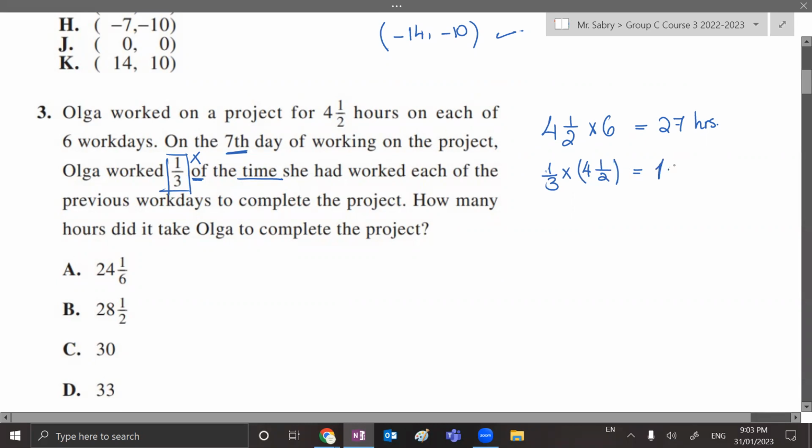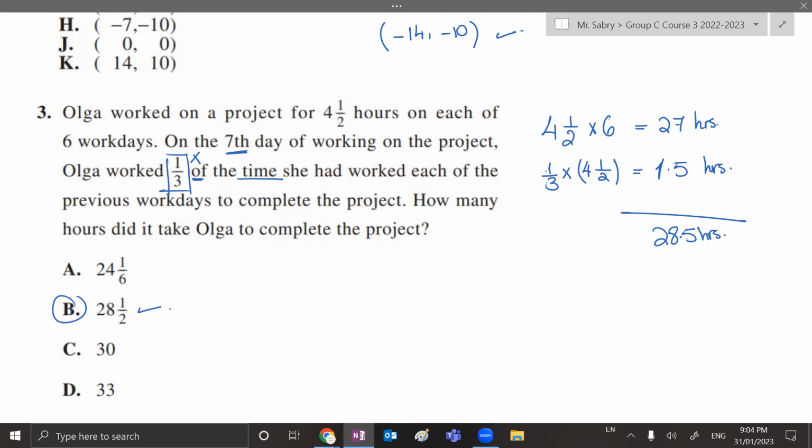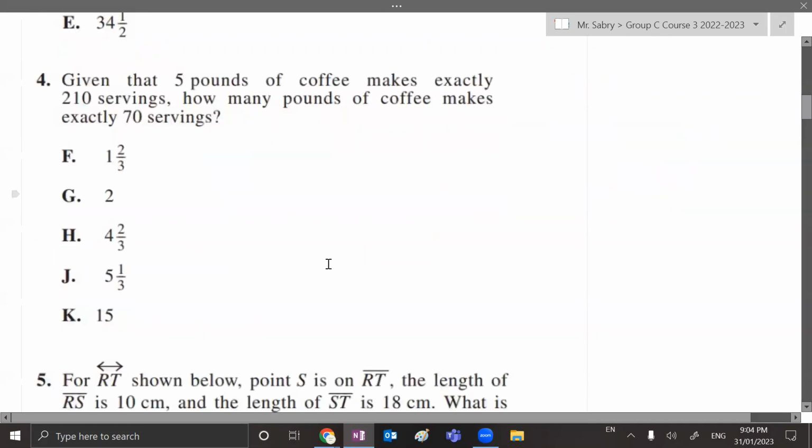and it would get you 1.5. So another 1.5 hours on the 7th day. So in total, these are 28.5 hours, which is B. Does this make sense? Yes. Perfect.